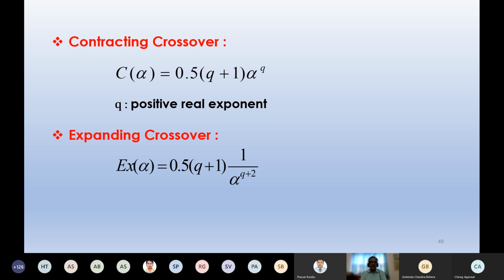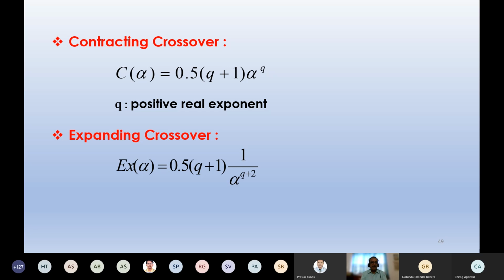I think some of you might know that in computer science, there is a trend not to utter this word positive. So in place of positive, they always say non-negative. In place of positive, they always say non-negative real exponent.